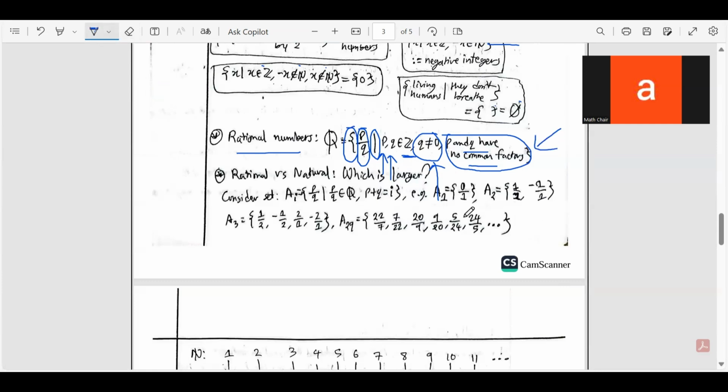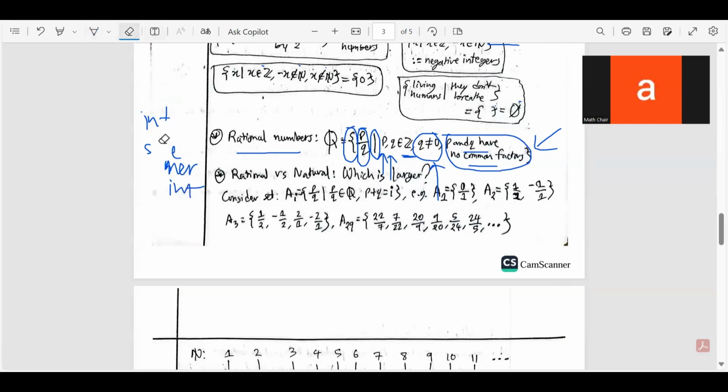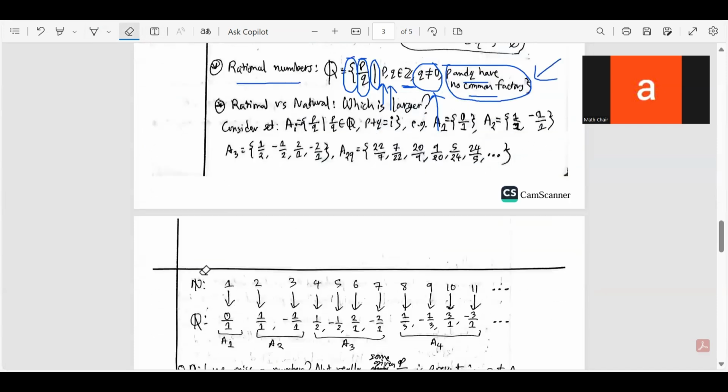But simply put, I am able to write any rational number as a fraction of two integers. It's an integer divided by some other integer. That's the main gist that we need to hold on to for now.